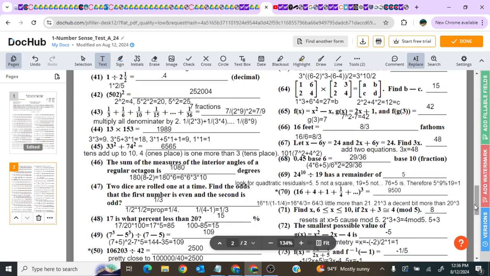65, f of x is x squared minus x. G of x is 2x plus 1. F of g of 3 is what? We'll plug in 3 for x, and g of x gets you 7. Plug in 7, gets you 42.